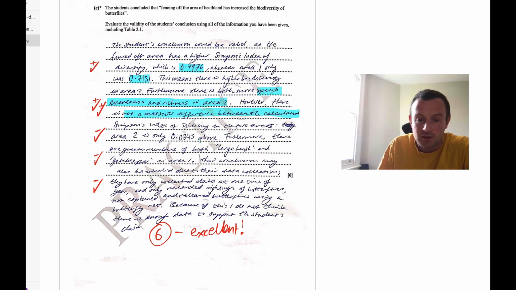Diversity in area 2 is only that much above. Furthermore, there are a greater number of both, so they've talked about the actual species of butterflies that are more abundant in the other area, so that's looking at data again.